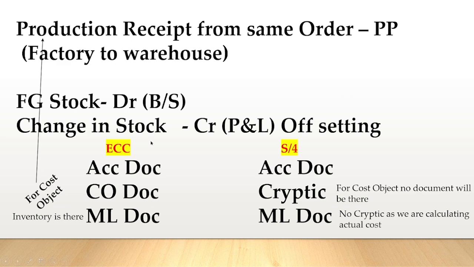So, what are the documents involved here? In ECC, an accounting document will be there. In S4 also, an accounting document will be there. With respect to the cost object, you will get a CO document in ECC. In S4 also, you will get a CO document as cryptic. Again, for inventory, you will get a material ledger document in ECC. In S4 also, you will get an actual ML document. No cryptic, as we are calculating actual cost.